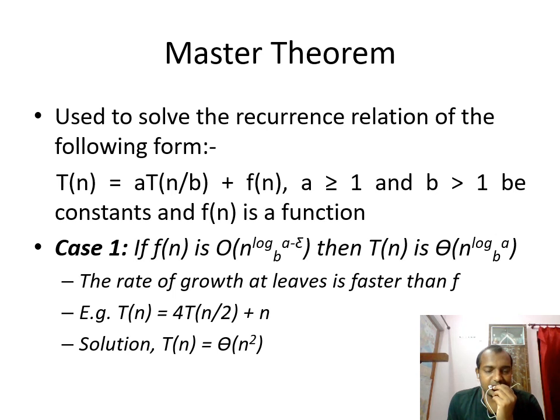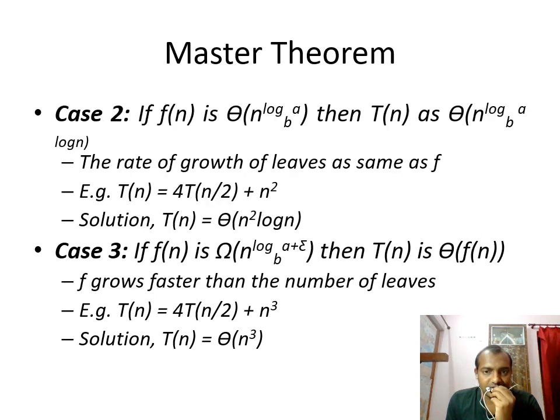let us take the example T of n is equal to 4T of n by 2 plus n. So we are comparing with the above equation. We find a is equal to 4 and b is equal to 2 and f of n is equal to n. So we put these values in the above general equation. So finally we get the solution as T of n is equal to theta of n square.